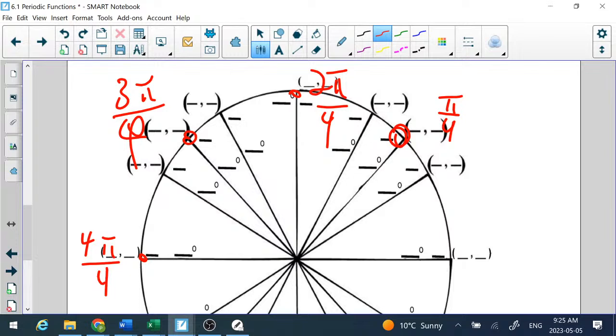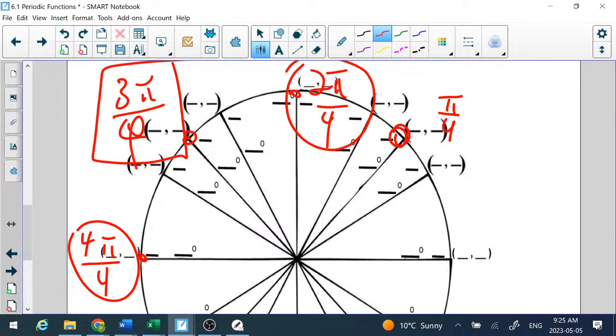You know what I'm saying? 5 pi over 4, 6 pi over 4, 7 pi over 4, 8 pi over 4. And then reduce the ones that you can. Can you reduce this one here? Can you reduce this one there? And here? Get it? So when you can reduce, reduce.